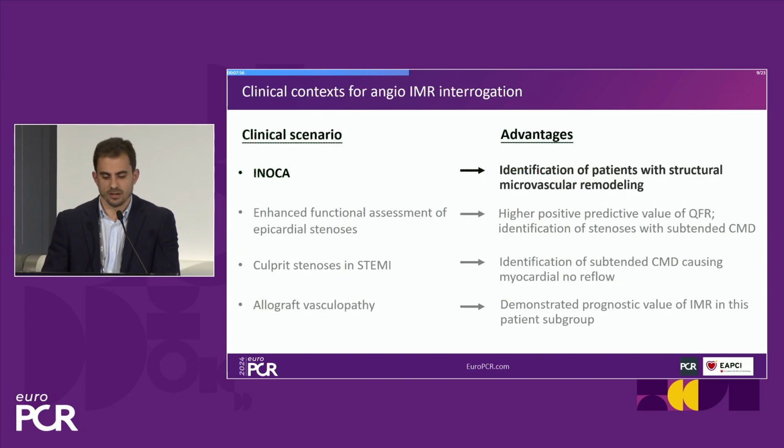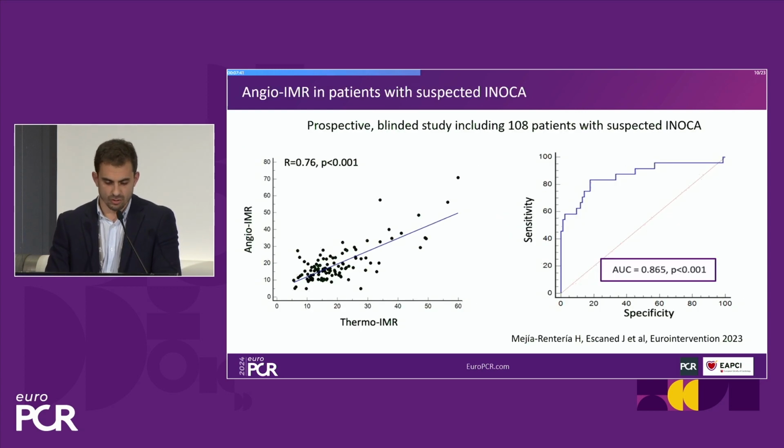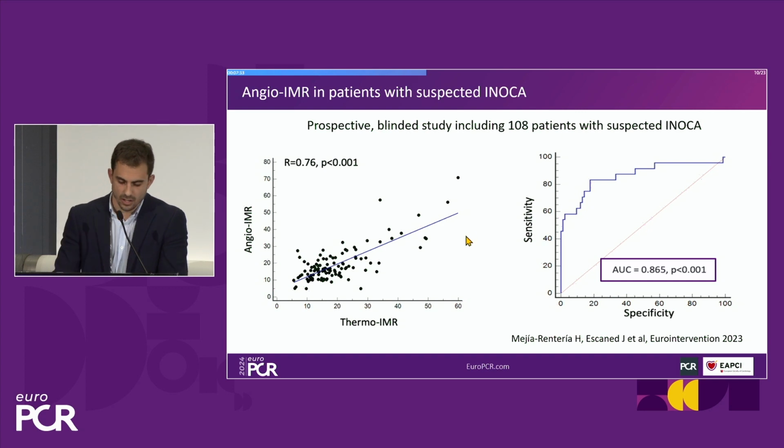So what are the main opportunities or the main utilities we can get from angio-IMR? There are several, and I'm going to try to summarize some of the most important ones. First of all, in the field of INOCA, of course, it may identify patients with elevated resistances in the microcirculation, and there is some evidence in this regard.